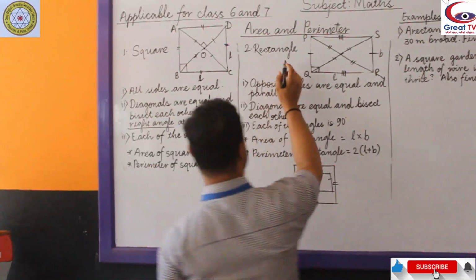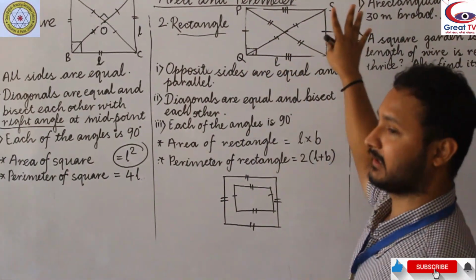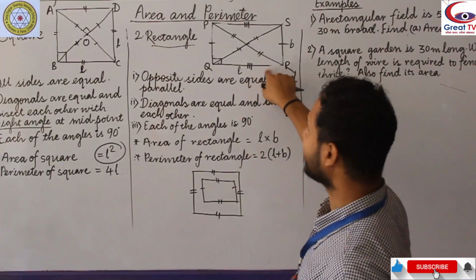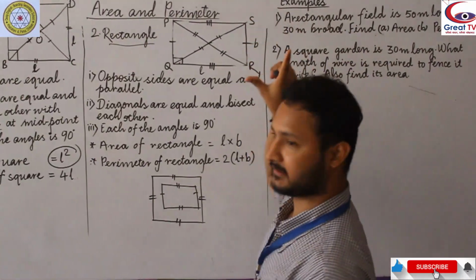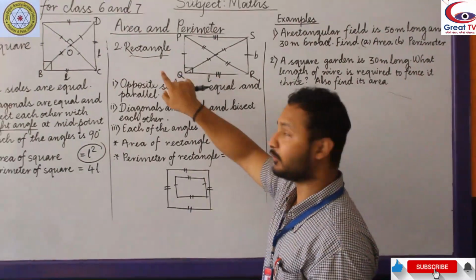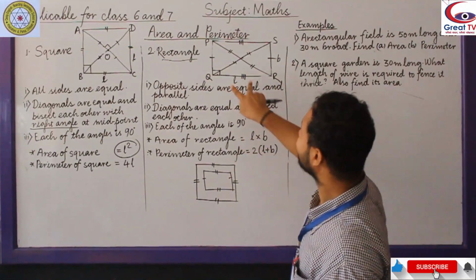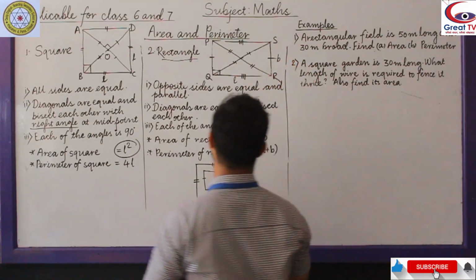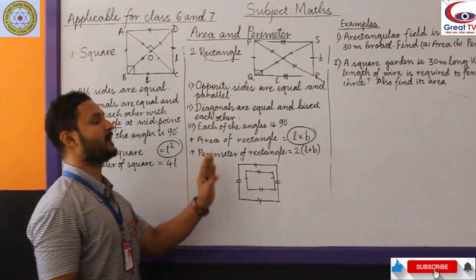But in a rectangle, look here, all the sides are not equal. Okay? So suppose this is length, and this is breadth. So length and breadth are not equal in a rectangle. So when we multiply two adjacent sides, we get L into B. Okay? L into B is the formula to calculate the area of a rectangle.